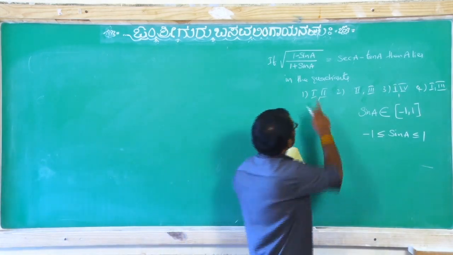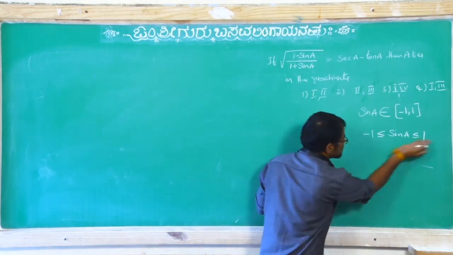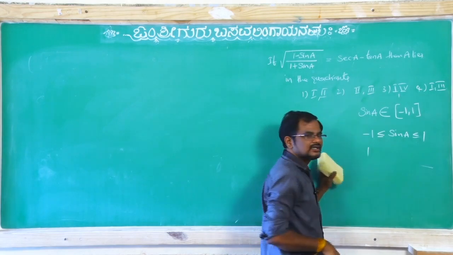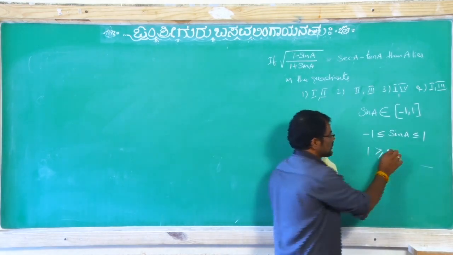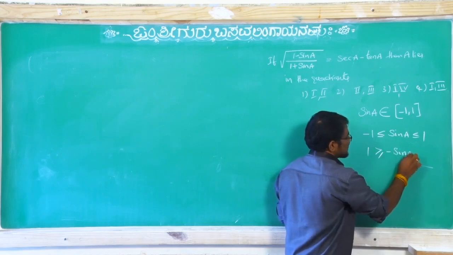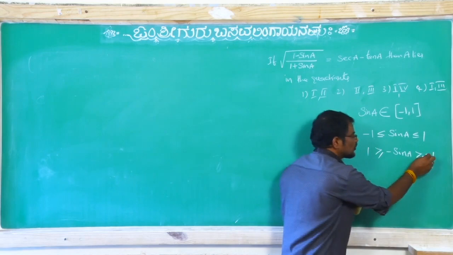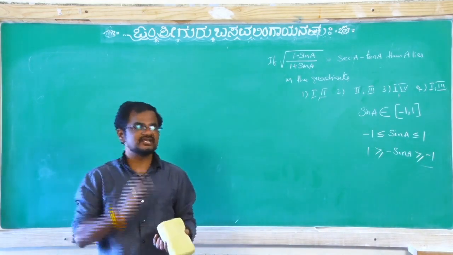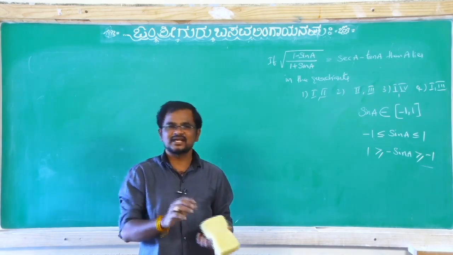Now I want 1 minus sin A. So multiply with minus. Multiplying with minus, here what will we get? 1, and this less than or equal to becomes greater than or equal to, minus sin A. Why? The inequality changes when you are multiplying with minus. Definitely it will change. And if you take the reciprocal also, less than or equal to becomes greater than or equal to.